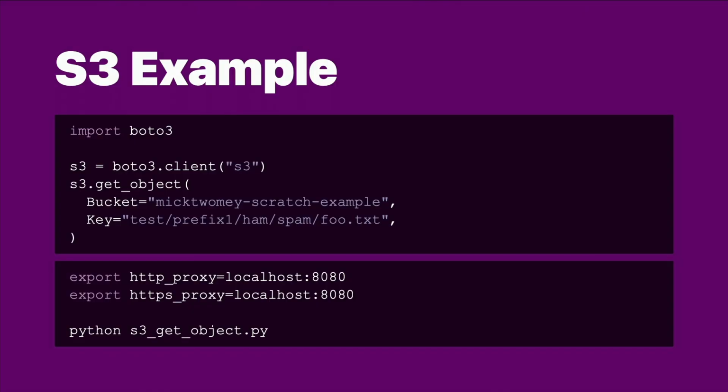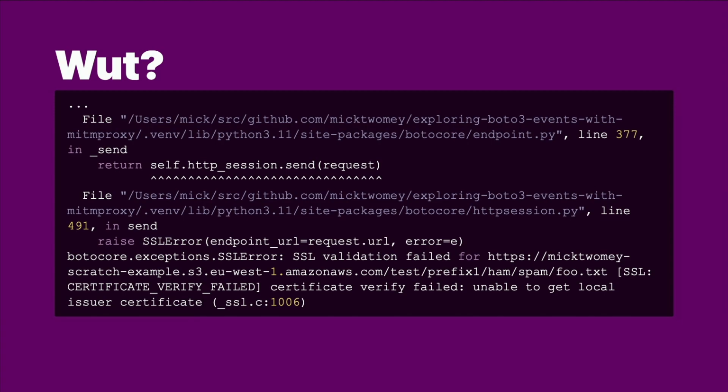So let's try this for S3 now and see what we get. I wrote a tiny bit of code, S3 get object from a particular bucket with a key, to get a particular bit of data. I'm going to set my variables, HTTP and HTTPS proxy, so I do both. I'm going to run my code, and let's see what happens. Oh, that's not what I expected. That wasn't a great feeling when I saw this.